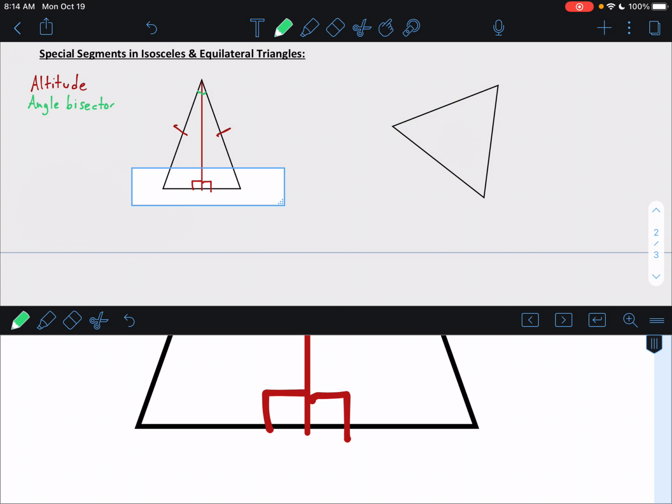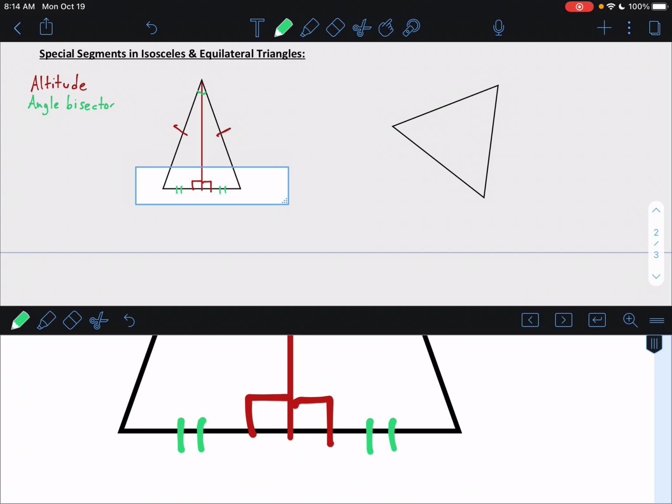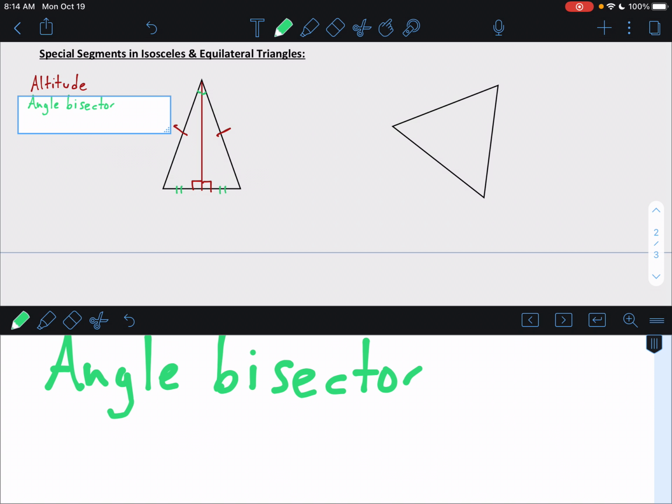Another thing is that it's going to split this side across from the vertex angle, the base, into two congruent segments. So, since it is perpendicular and it splits that into two congruent segments, it's a perpendicular bisector as well.